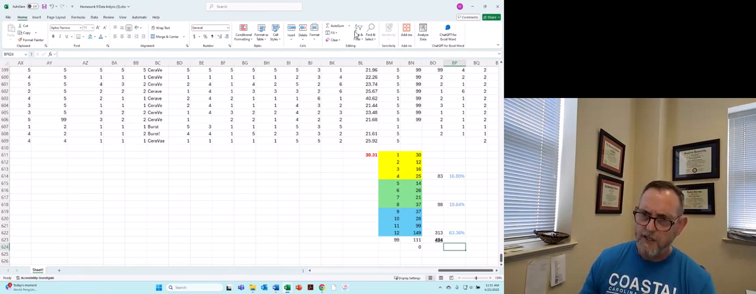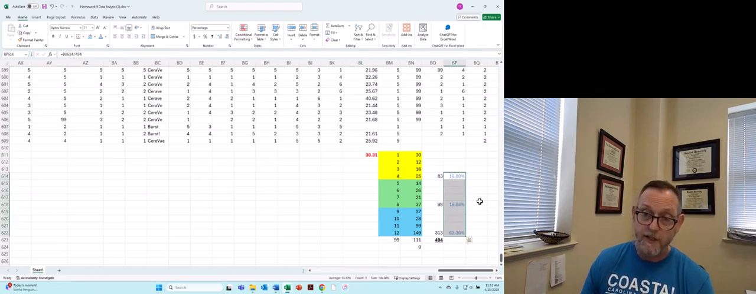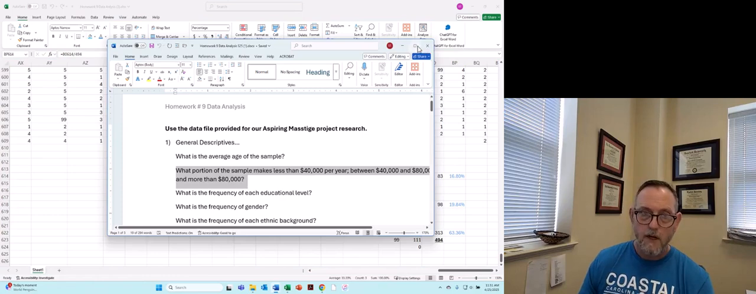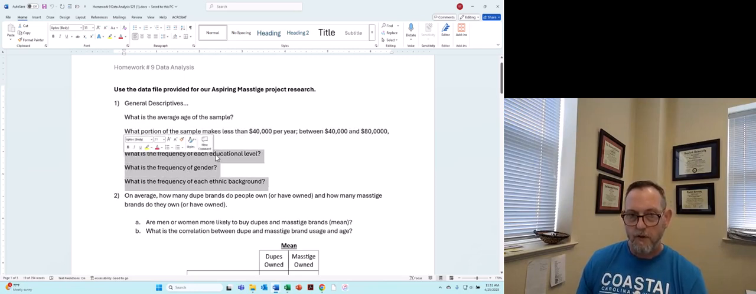So for the first question, the average age is 30.31 years. That's years, so make sure you label it. And then what percentage or what proportion of the respondents make certain amounts of money, that would be that question there. Those are the first two in this general descriptives area. Now, doing the same process of finding the frequency is what you're going to do for each of these.